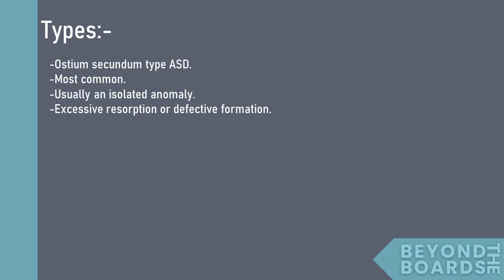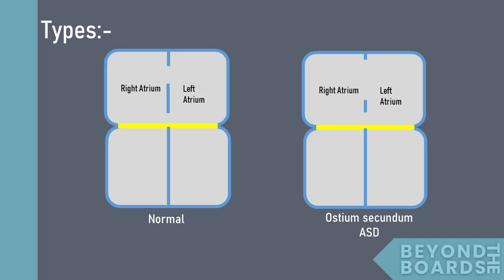The most common type of atrial septal defect is the ostium secundum type. This usually occurs as an isolated anomaly and is due to either excessive resorption or defective formation during development, and I'll show you what I mean by that. So when the ostium secundum is being formed by the death of cells in the upper part of the septum primum, in an ostium secundum ASD, the cell death will be too excessive and there will be a resorption of a bigger part of the septum primum, leading to a huge ostium secundum that cannot be closed off by the septum primum and septum secundum when they come together.